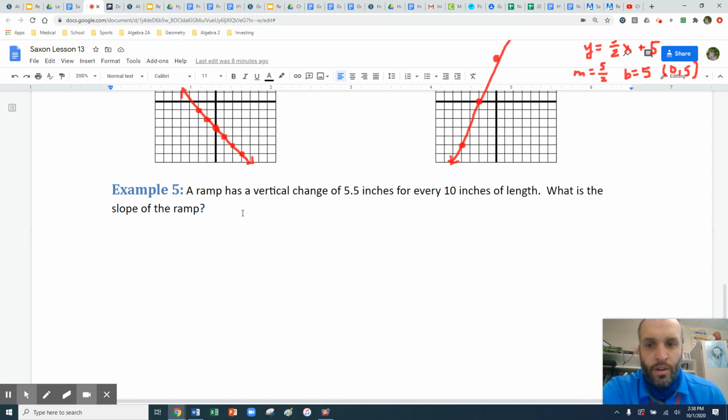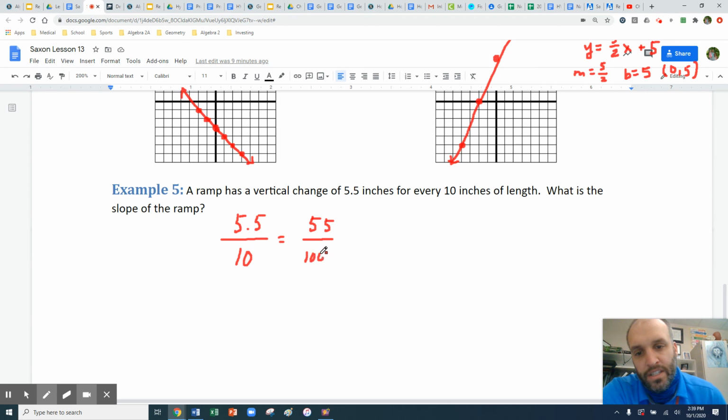Well, here we're looking at a ramp. So a ramp has a vertical change of 5.5 for every 10 inches of length. Vertical change, if you recall in our slope formula, is in our numerator. So that's going to be our vertical change. For every 10 inches of length, that's going to be over 10. Now we start to look at 5.5 over 10. I could rewrite that as 55 over 100.